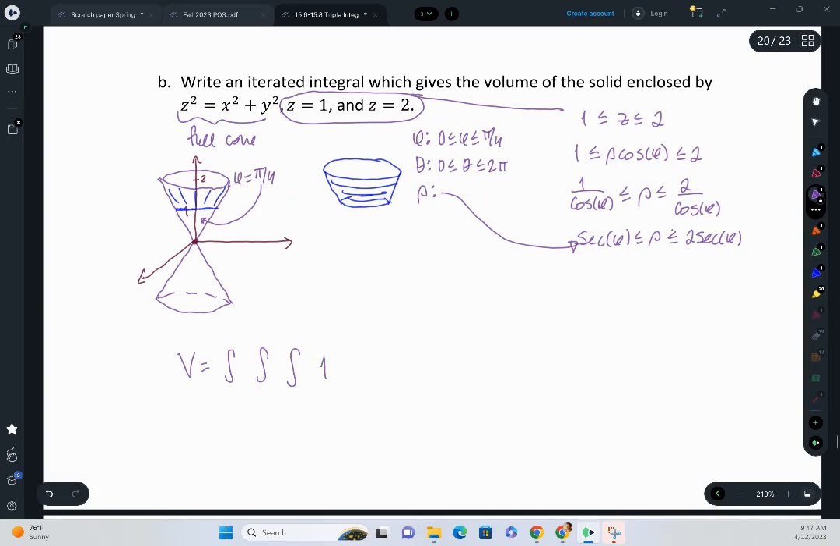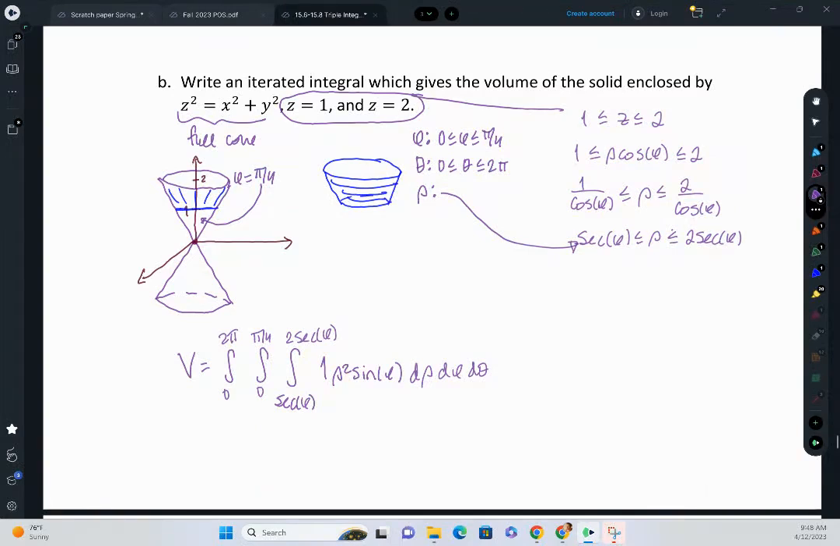We have a 1. And let's see, we're in spherical, so we have to remember dV has that extra rho squared sine of phi. And I need to do rho first because rho has phi's in it. So rho had better come before phi. So rho will be the innermost integral, from secant of phi to 2 secant of phi. My phi's are getting worse and worse as I go. So we'll do d rho first. Then we can do d phi, and d phi is going from 0 to pi over 4. And then we can do d theta, and theta goes from 0 to 2 pi.